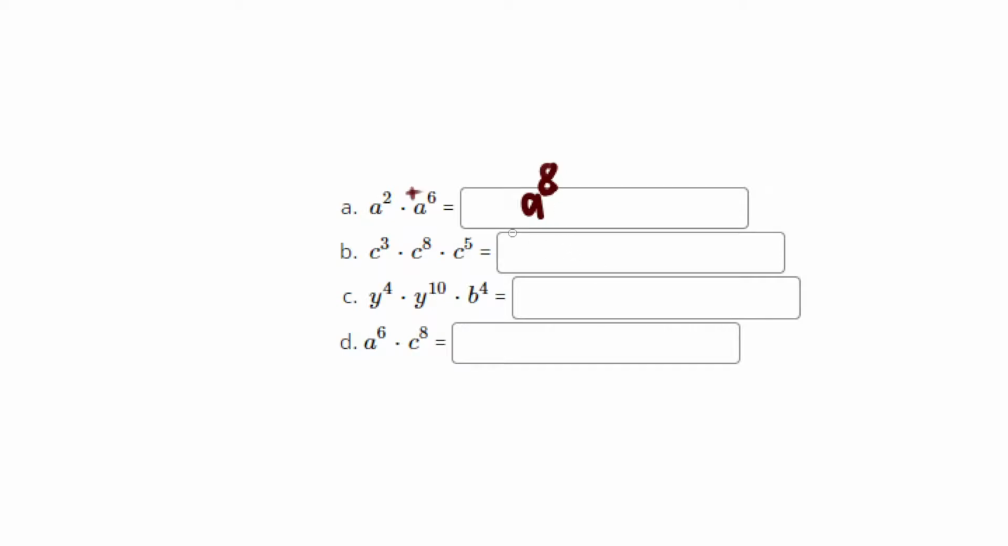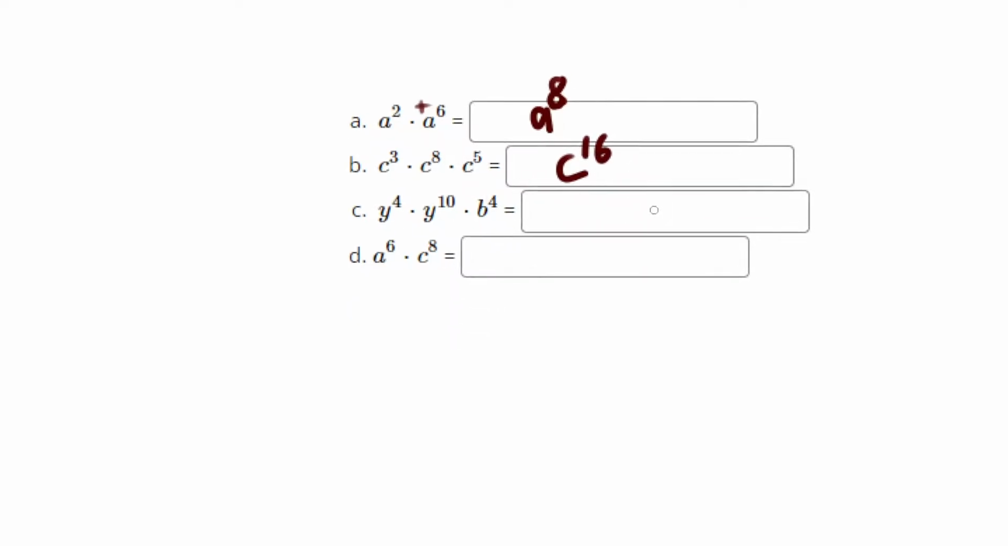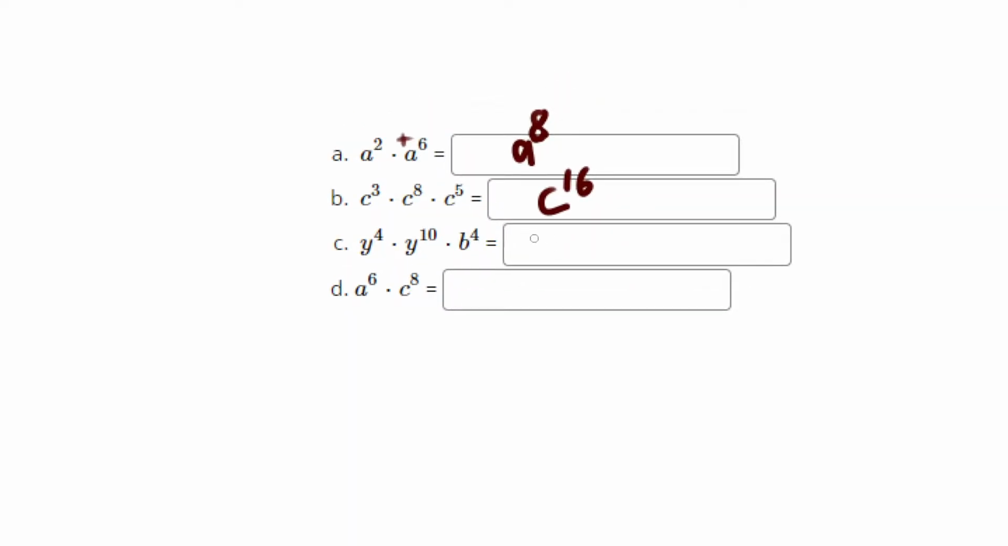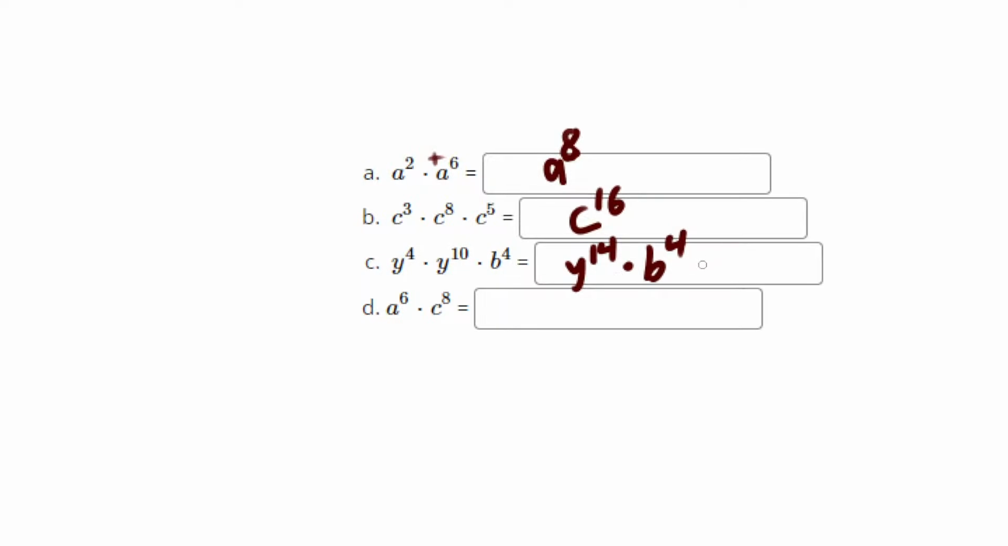Then we have c cubed times c of 8 times c to the 5th. And that is going to give you 16. So c to the 16. Unless I did math wrong. And this should be y to the 14th times b to the 4th, because b and y are not like terms. And then this one stays the same, a to the 6th times c to the 8th.